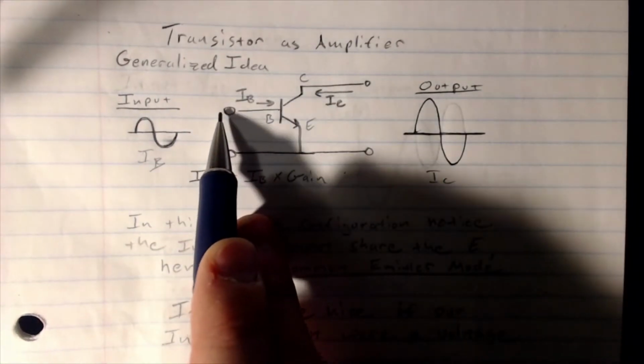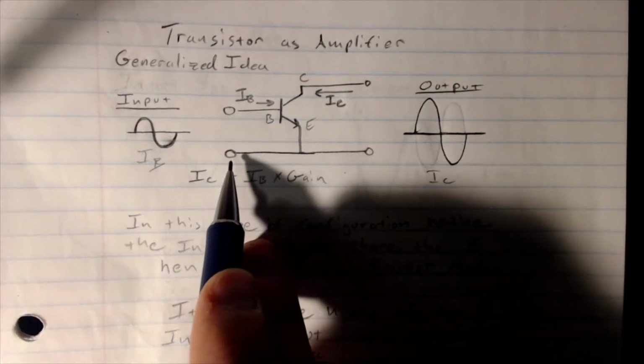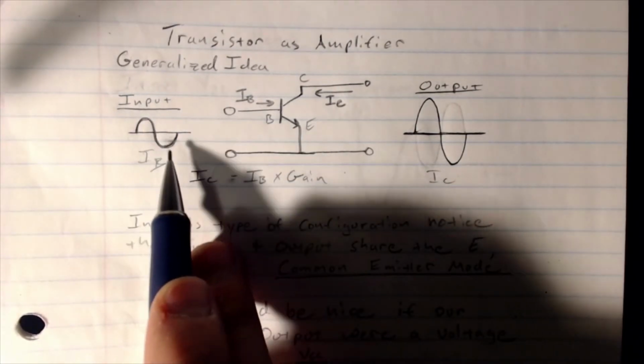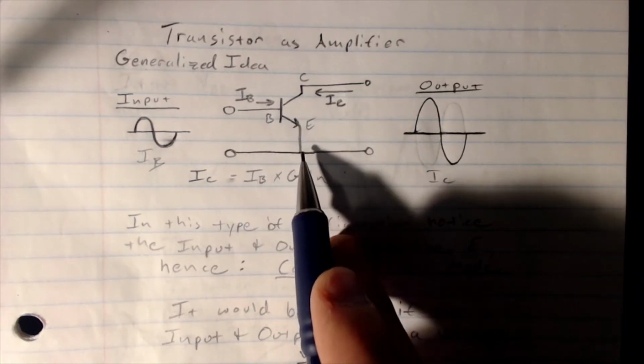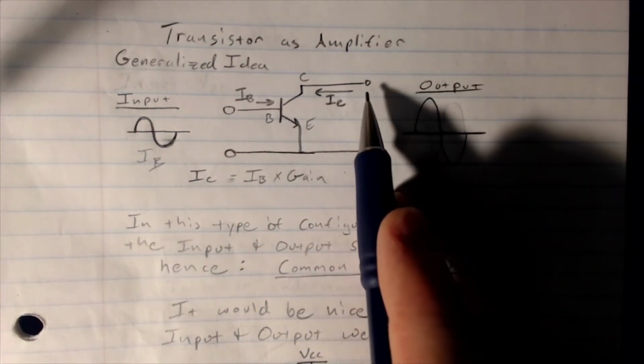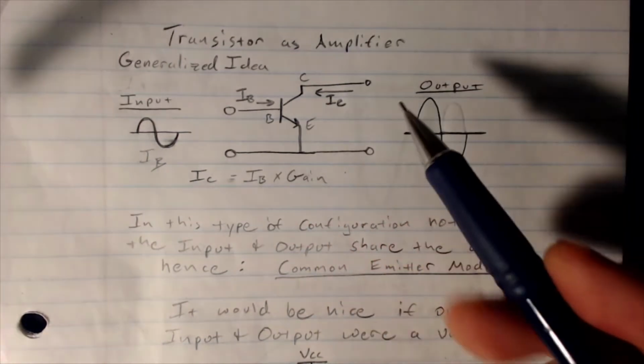So over here, our input signal would be applied to both of these terminals, right? And you'd have this changing signal here. And if we have a changing base current, we would have a changing collector current. So inherently, transistors already do this.